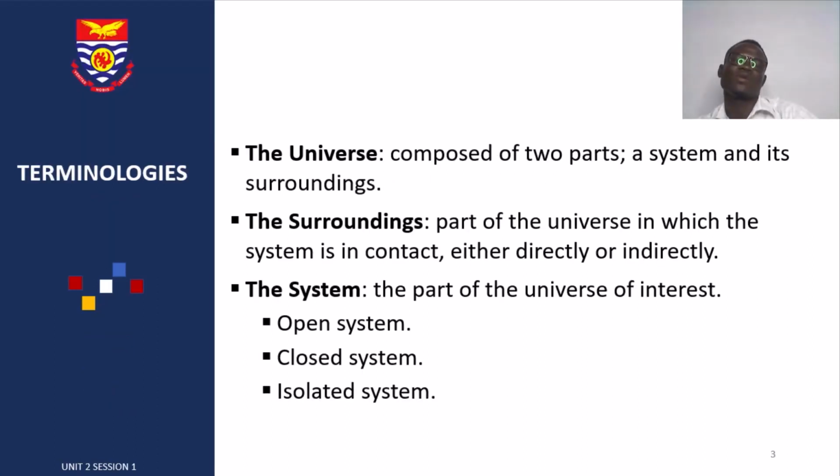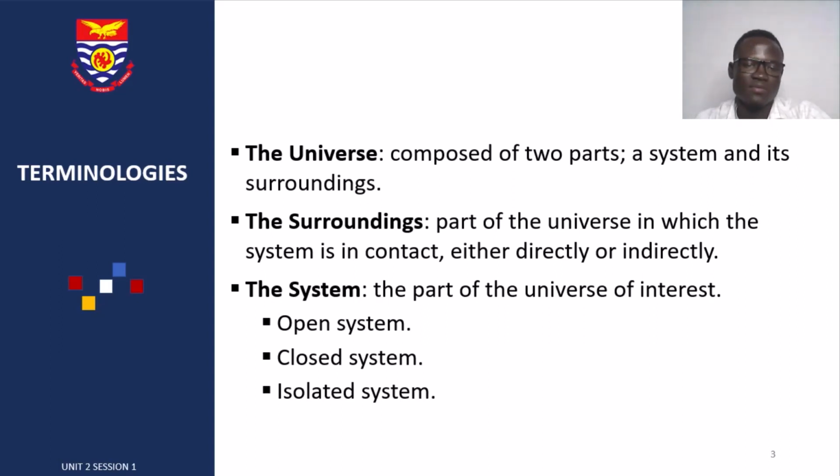Let's look at some terminologies. The universe. When we talk about the universe, we are simply talking about the universe composed of two parts, that is a system and its surrounding. The surrounding refers to the part of the universe with which the system is in contact, either directly or indirectly. The system is the part of the universe of interest that we are actually studying.